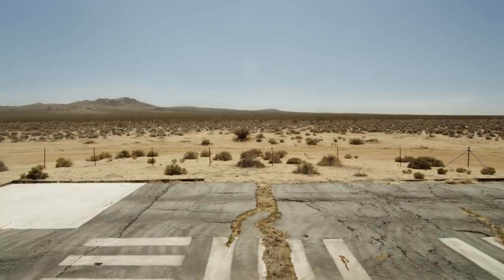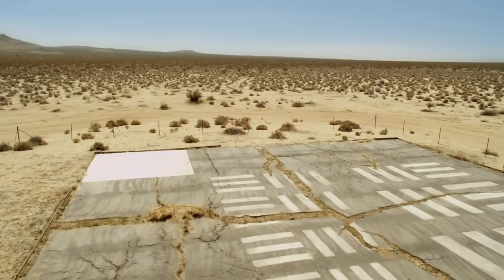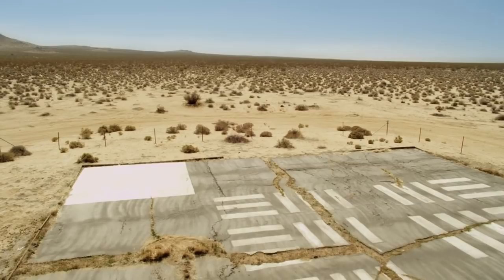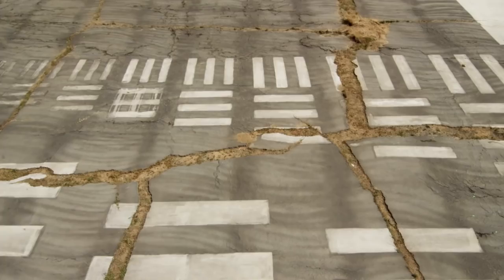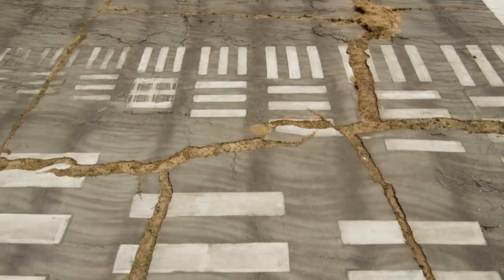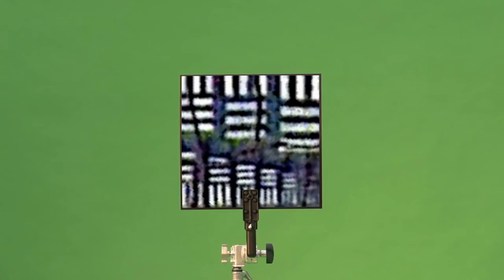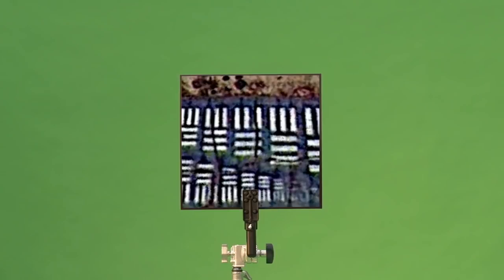In the 1950s and 60s, the US Air Force installed grayscales and resolution targets in the California desert to calibrate aerial photographs and videos. Resolution determines visibility. It calibrates the world as a picture.